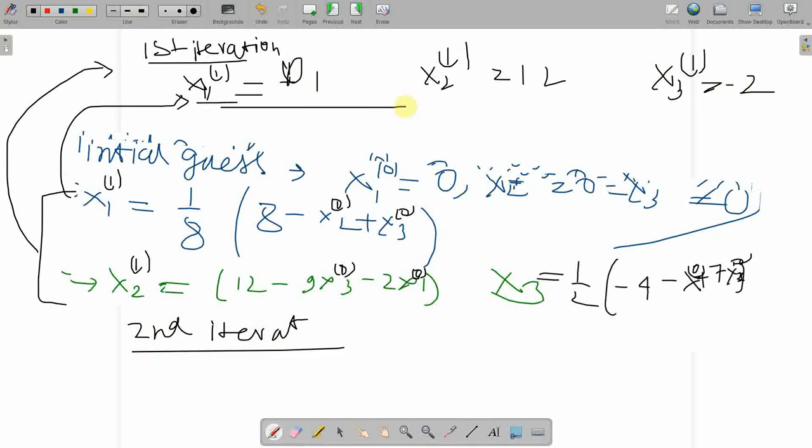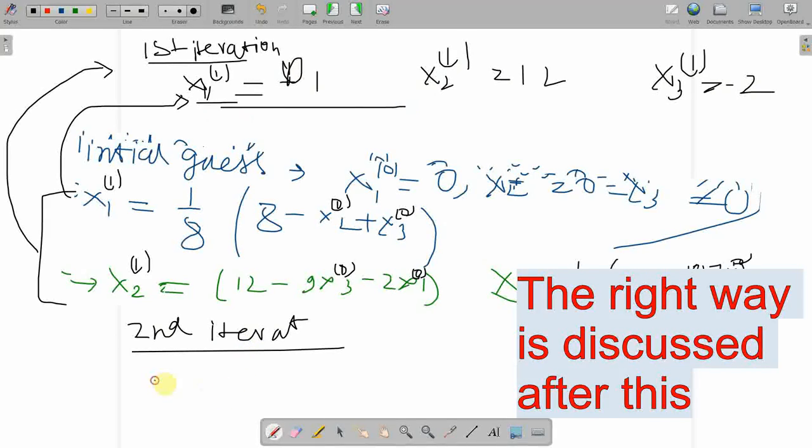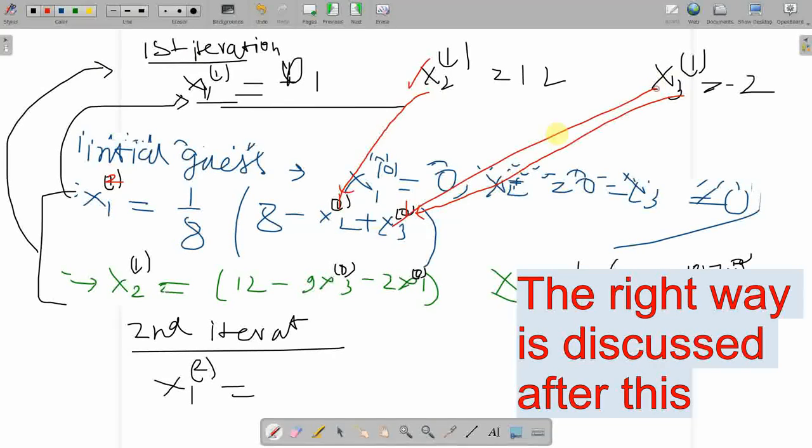Now you have the formula here. No need to write again. If you want to write, be my guest, but no need. Then X1 at the second iteration I will be writing. So for the second iteration, what will happen? This will be 1. This will be 1. So the value you have in your hand, the updated value of x2, put this value here, and put this value here, and you will get the value of x1 too. Similarly, put this value here for the second iteration.